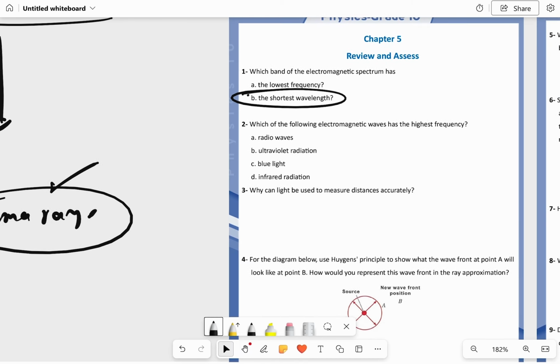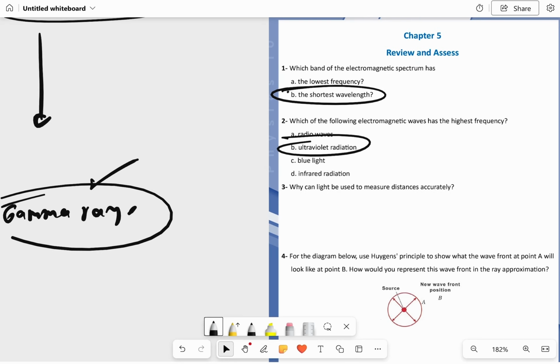Which one of the following electromagnetic waves has the highest frequency? Ultraviolet radiation has the highest among all these 4. Radio waves have the lowest, and then you have blue light and then infrared.